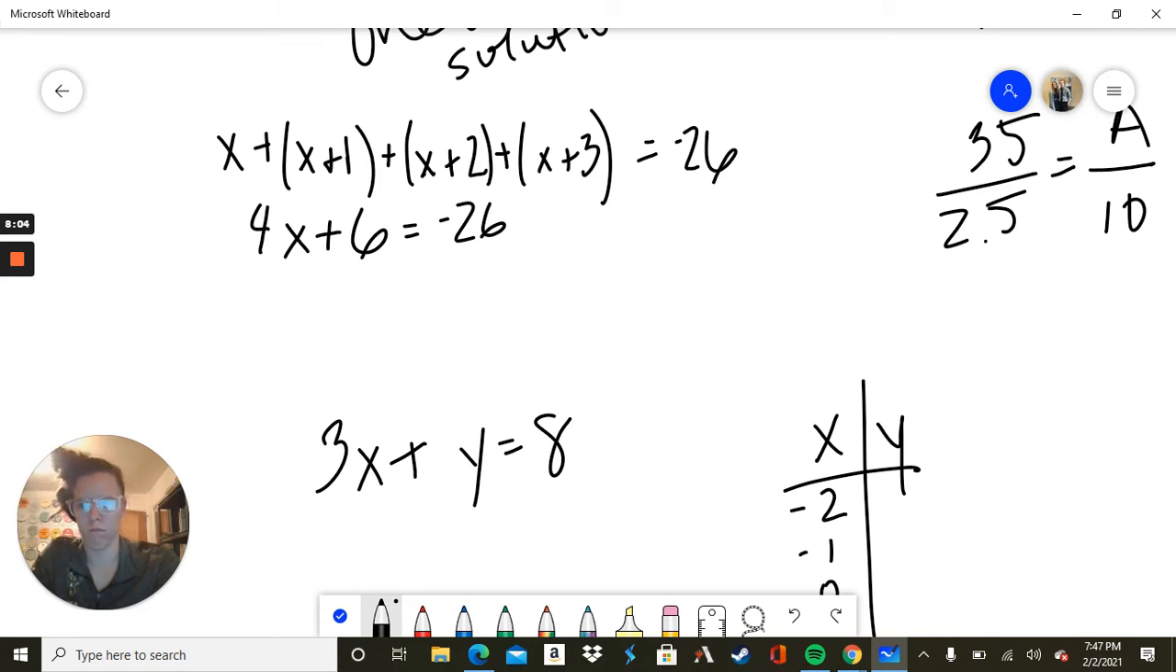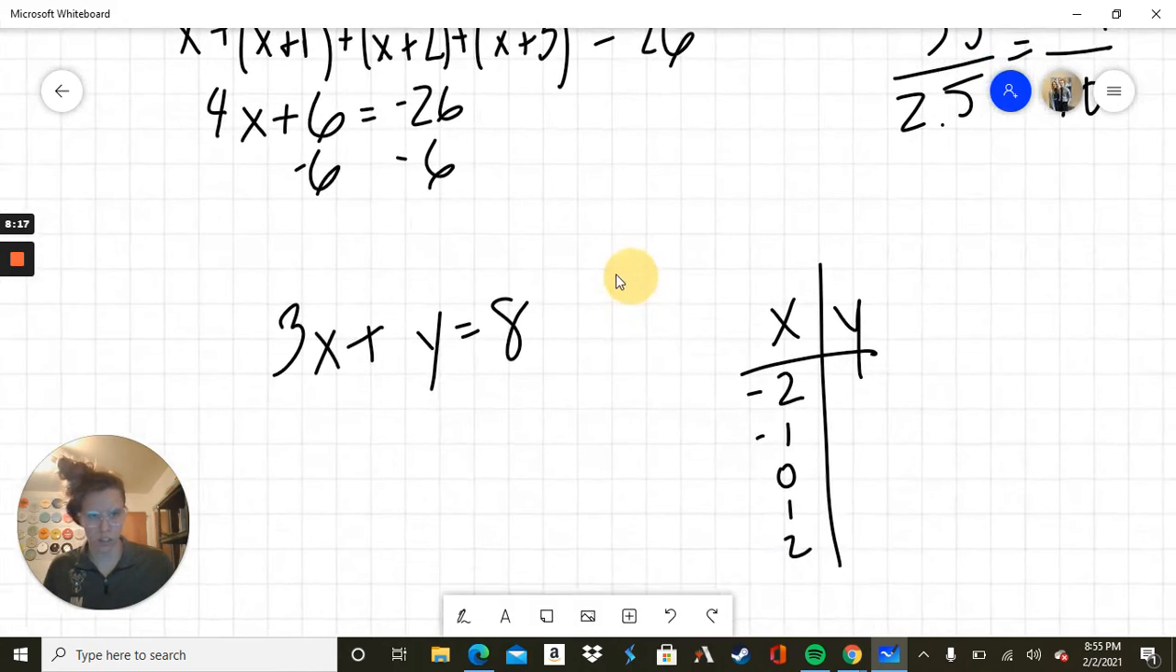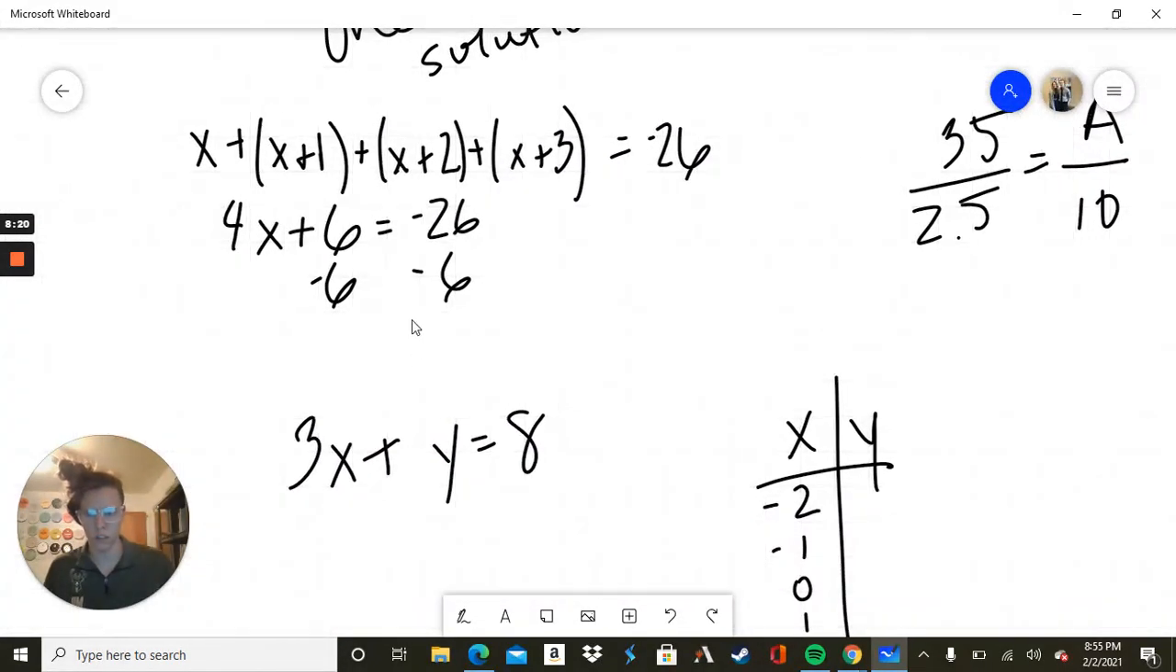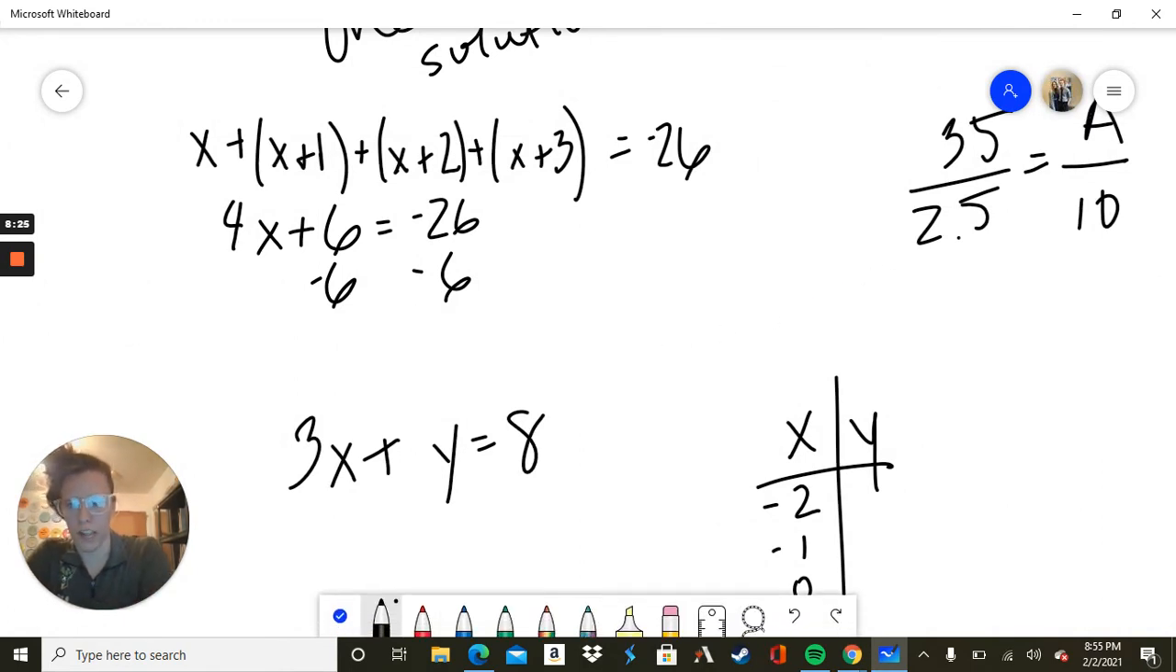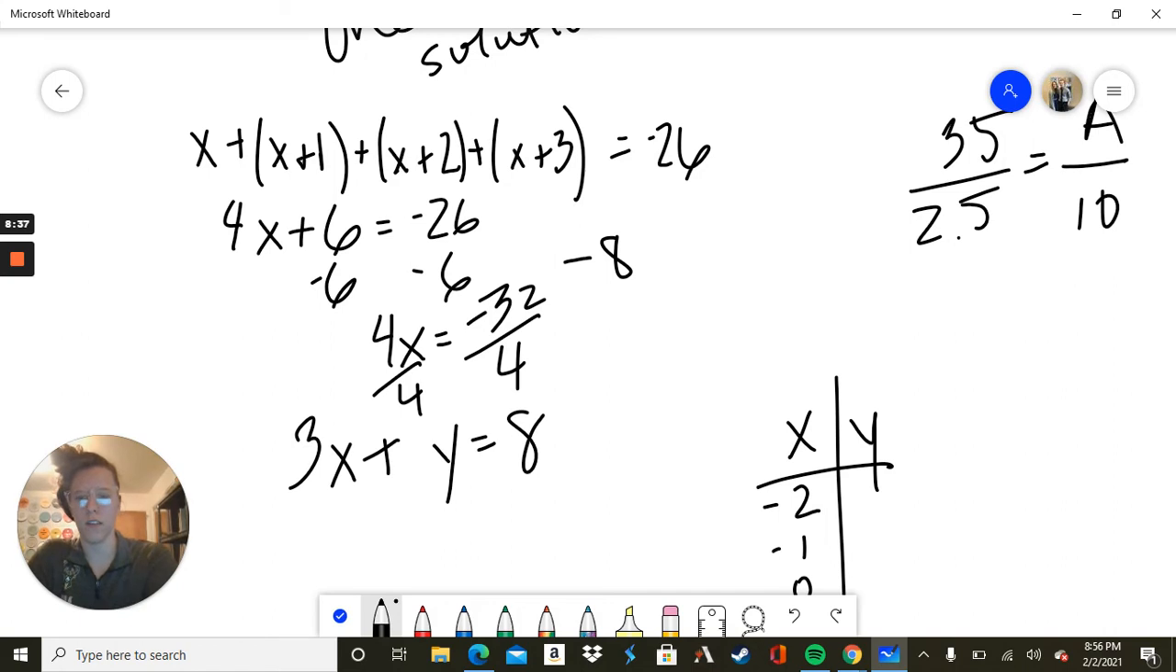Then we're going to subtract 6. Okay, so we had subtract 6, we have 4x equals negative 32, divide by 4, negative 8, and then we need to find the other 3 integers, so negative 8 plus 1 is negative 7, plus 1 is negative 6, plus 1 is negative 5.